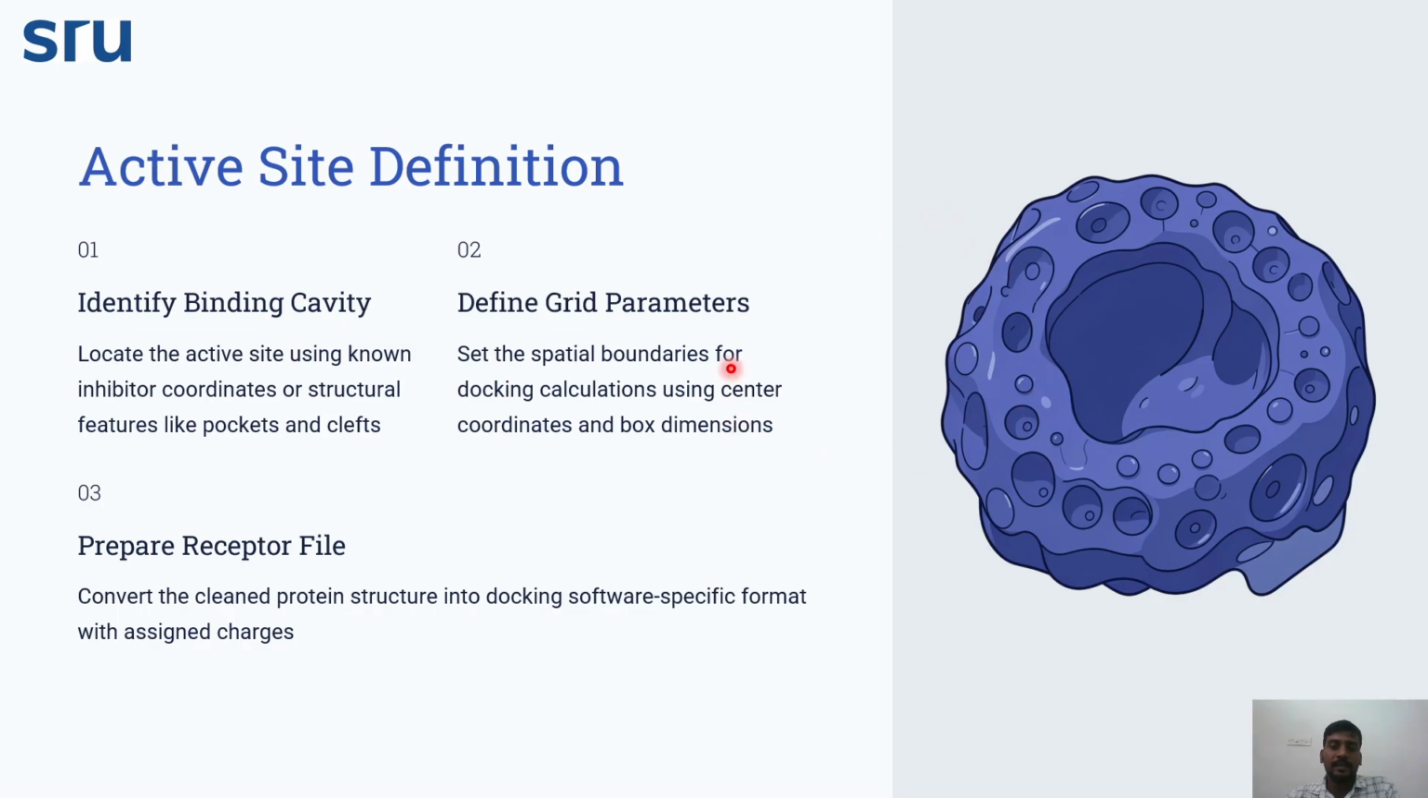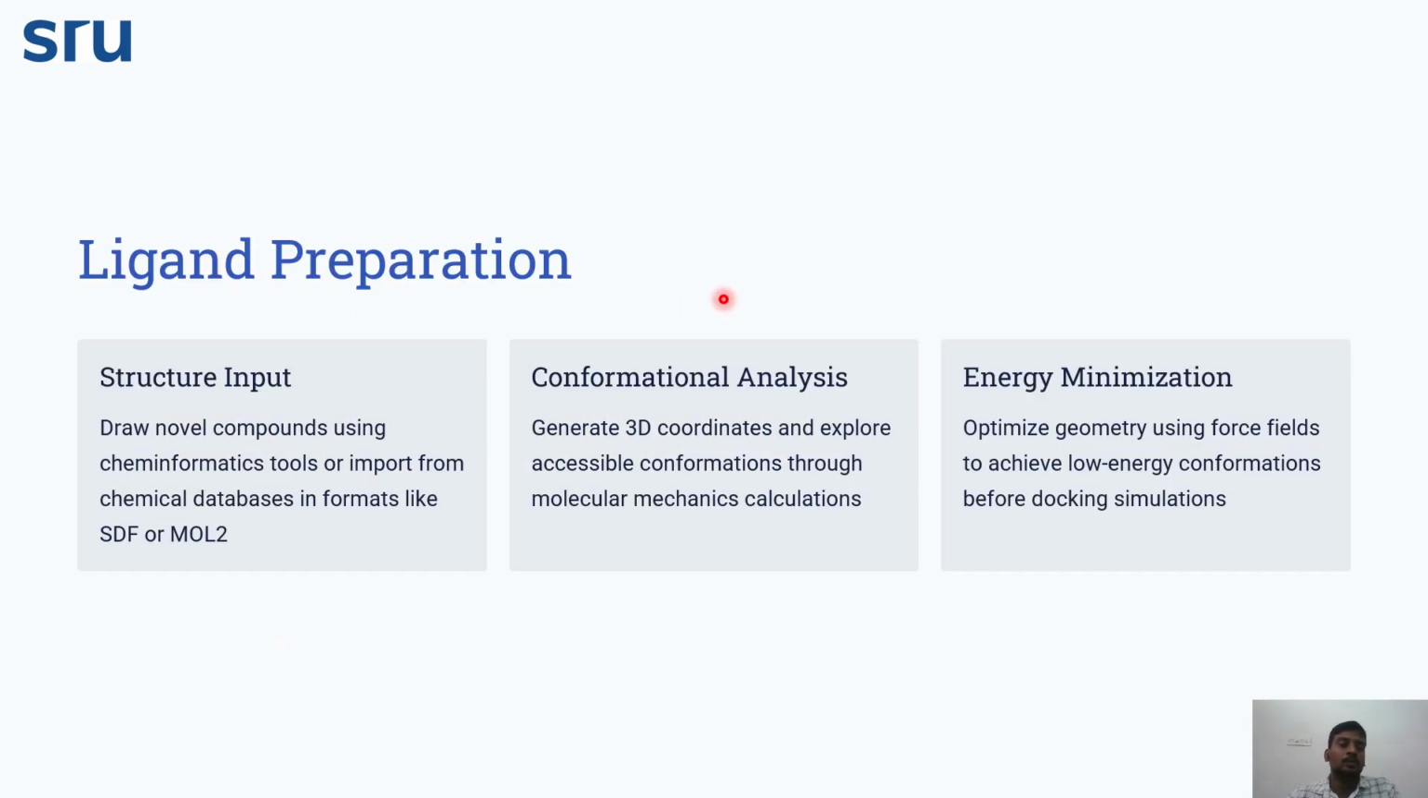Once everything is done, we move on to ligand preparation. Ligand preparation is nothing but making the ligand into the appropriate form and making the ligand into an optimized structure. These are the two important things we have to take care of during the ligand preparation steps.